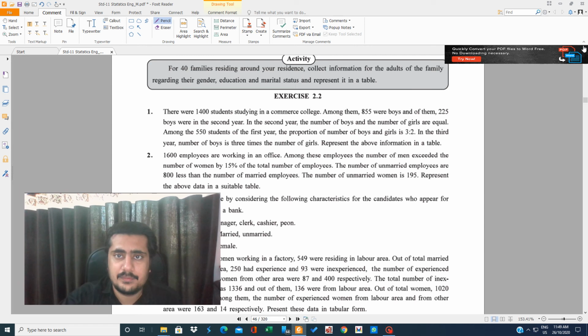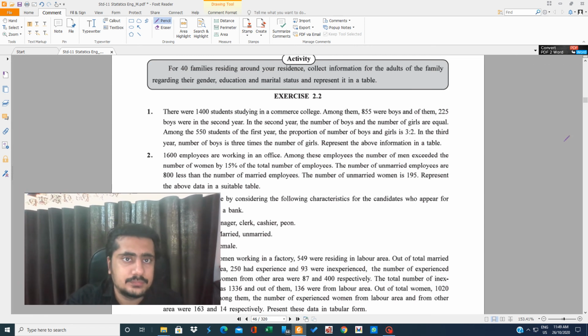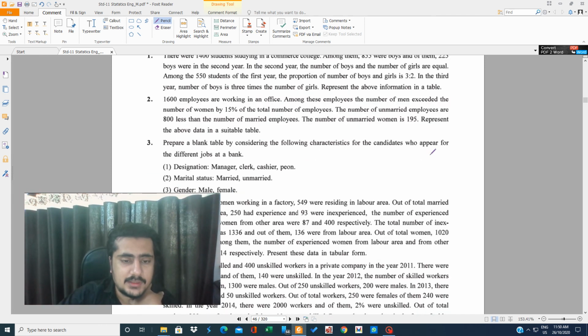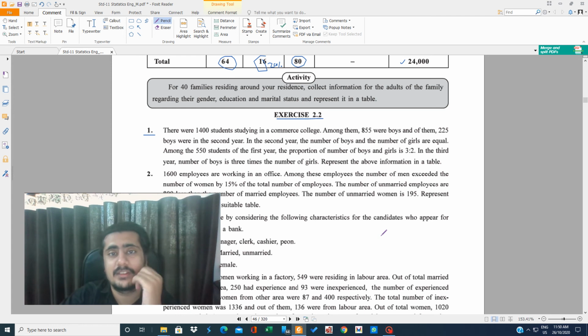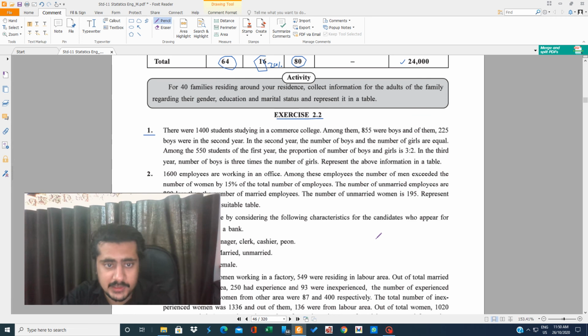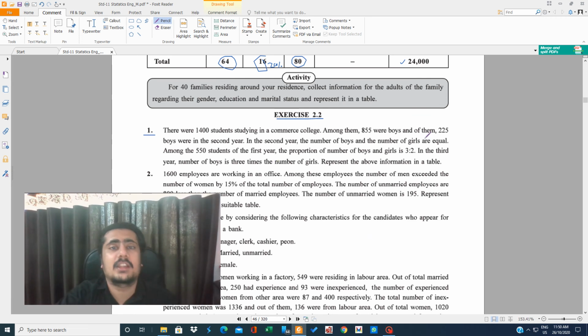Now let us come to exercise 2.2. Let us solve some sums from this exercise. Exercise 2.2 first. There are 1400 students studying in a commerce college. Among them, 855 are boys, and of them, 225 boys were in the second year. So see how many variables are there. They first told you about boys, then they told about second year. In second year, the number of boys and girls are equal.